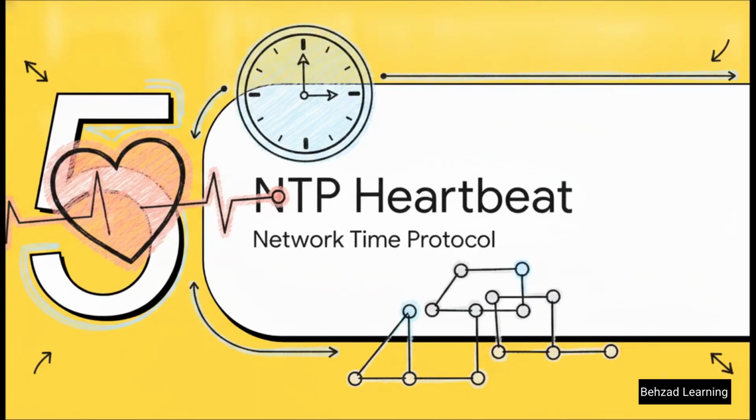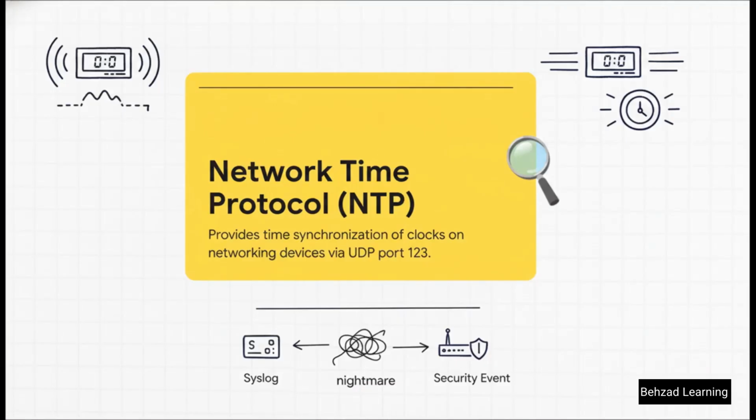All right, shifting gears completely for section 5. Let's talk about the cardiovascular heartbeat, keeping all this data synchronized, the Network Time Protocol, or NTP. NTP operates on UDP port 123. And why is this absolutely crucial?